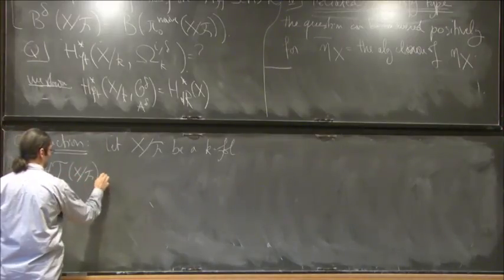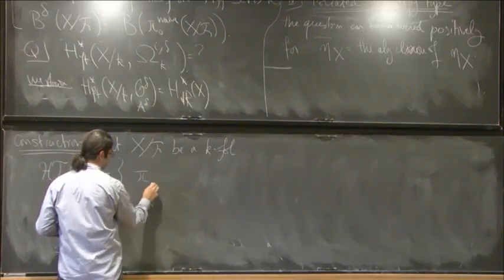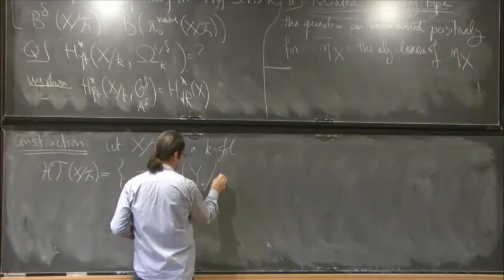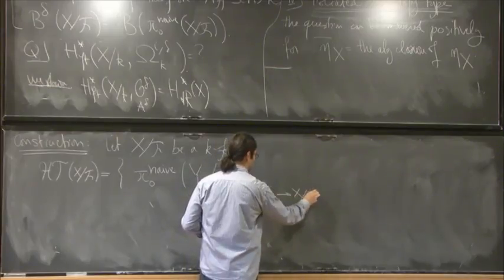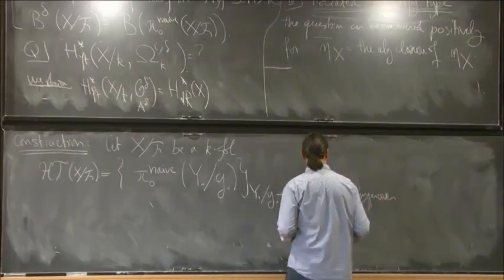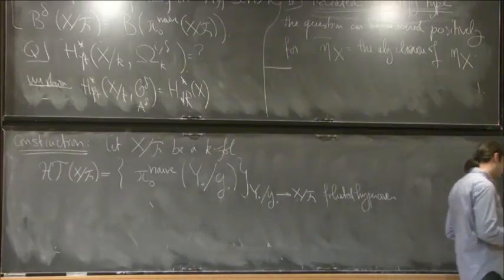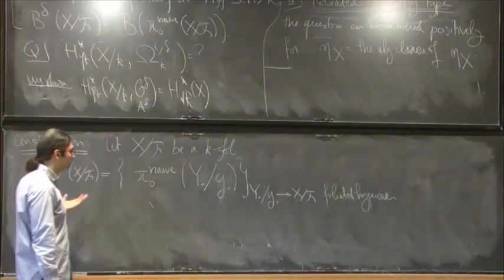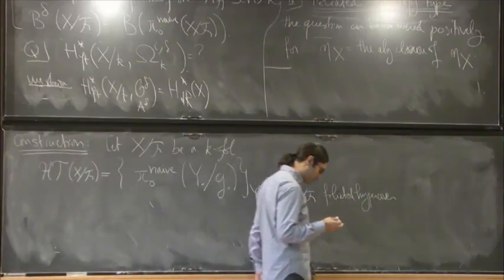So I define H, T, maybe X over F. So this will be a complicated object. But what is it? It's some kind of a pro object. It's given by applying this phi zero and naive to something, and this something is the foliated hypercover. It's not very important. It's essentially some kind of simplicial scheme you get from X, and it's the foliated homotopy type. So this is a general construction, maybe due to Artin and Mazur.